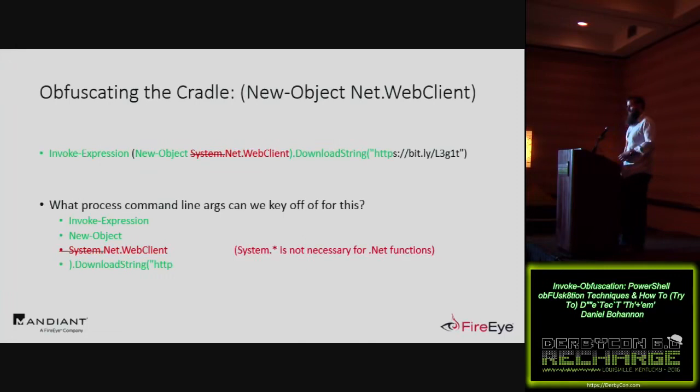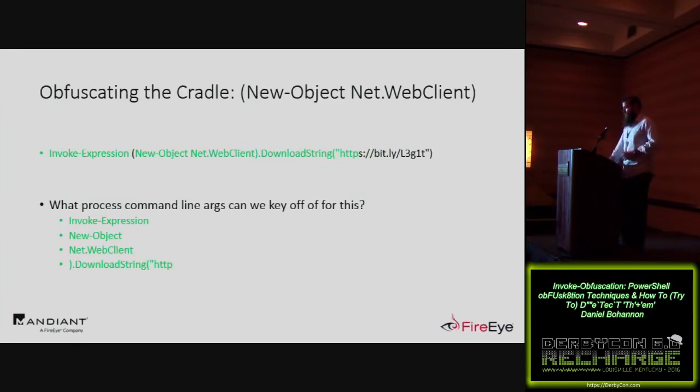First of all, System. is not necessary. It's automatically prepended. If you look at module logs, when you run this with a Net.WebClient, it'll automatically do a parameter binding of System.Net.WebClient. Not necessary. So as a defender, I'm not going to rely on System. being there. I'm going to go ahead and pull it out.